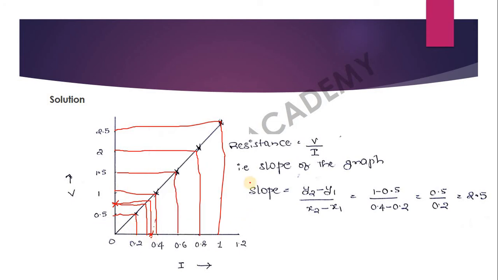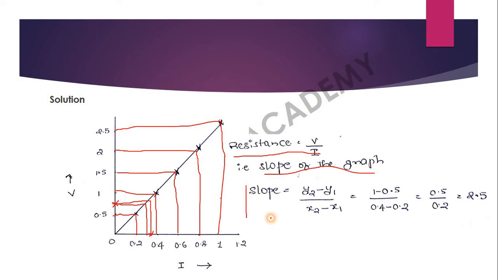So reading is easy, but the tricky part probably would be calculating the resistance. The resistance will be calculated by using the formula V by I, or the slope of the graph. If you have a graph, you can find out the slope of the graph. That slope in this case turns out to be resistance, because we know that when we draw a graph between V and I, the slope of the graph would be resistance. So to find out the resistance, we need to simply find out the slope of a straight line.